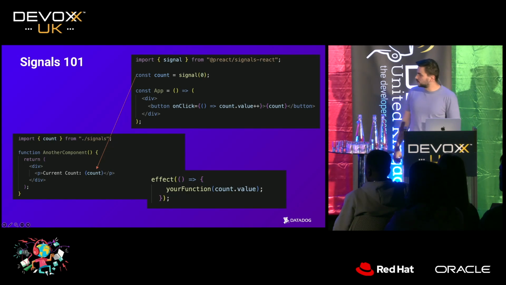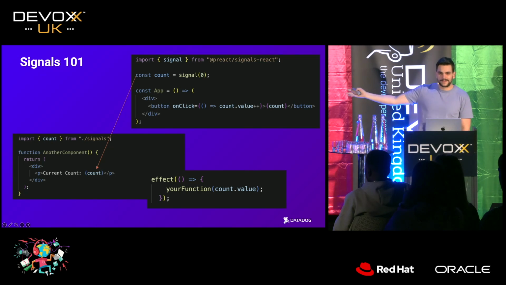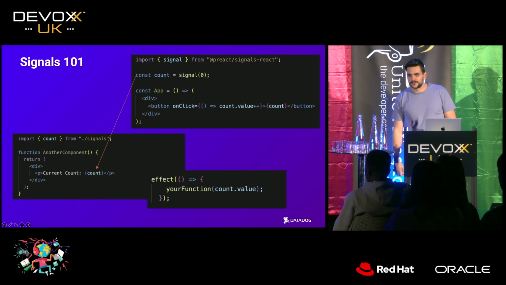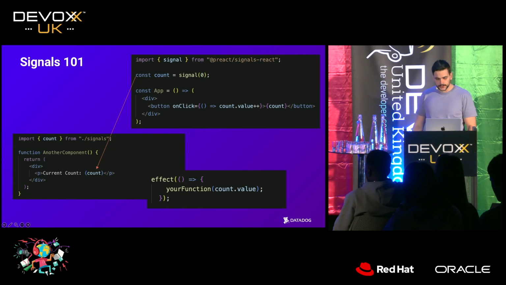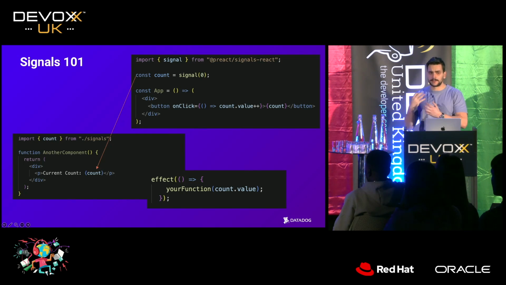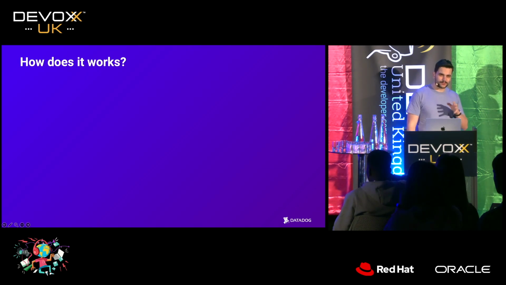Of course, you have some tools, like our favorite useEffect hook, called effect. You also have computed, for example, that allows you to compute some signals. So you have all the same mechanisms as the hooks. So how does it work?